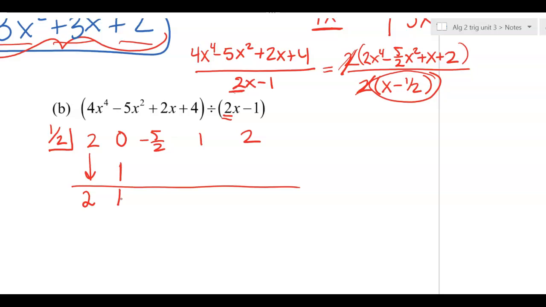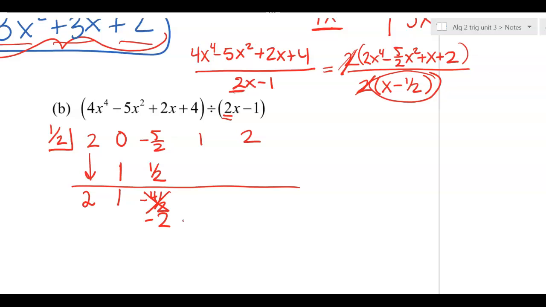And then we're going to continue this process. So now the 1 would multiply the half. That would be a half. I'm going to add up that column. That would be -4/2. And if you guys are okay with me, I'm going to change that to a -2 right now to make my life a little bit easier.